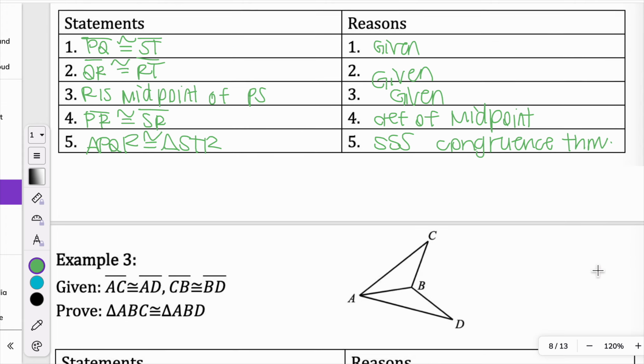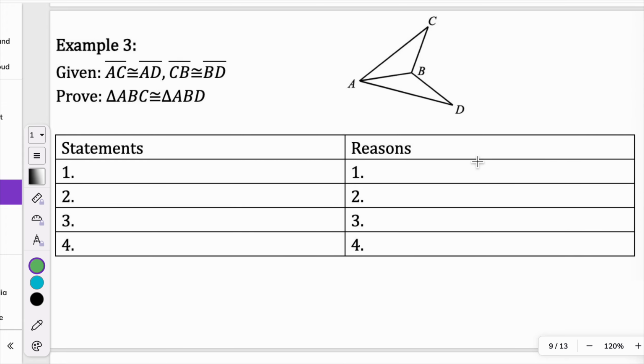Okay. Next, example 3, AC is congruent to AD. And then CB is congruent to BD. So how can I prove that these 2 triangles are congruent? If you want to, pause the video here, see if you can try this one on your own. And when you're ready to check it, click play. All right, my first 2 lines I'm going to say are given. So AC is congruent to AD using given. If you wanted to squeeze them all in the same line, you can too, and you can actually get it done in 3 steps.